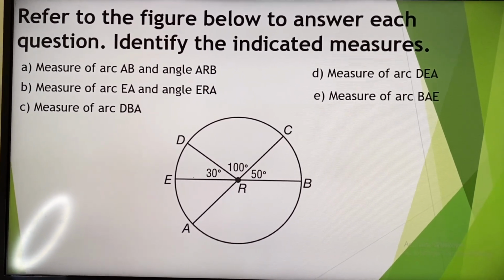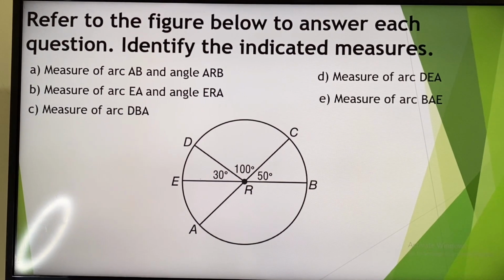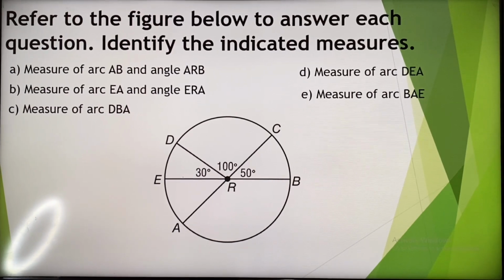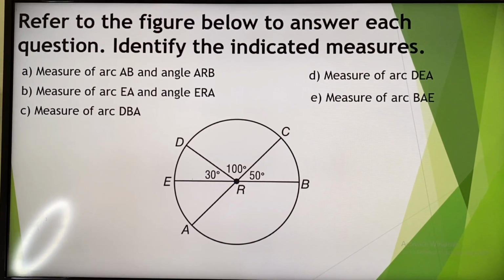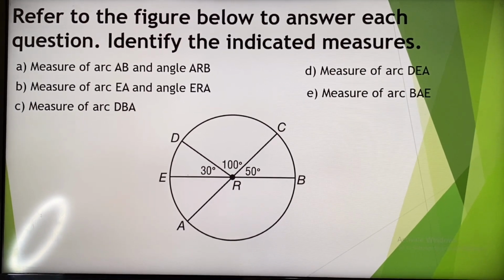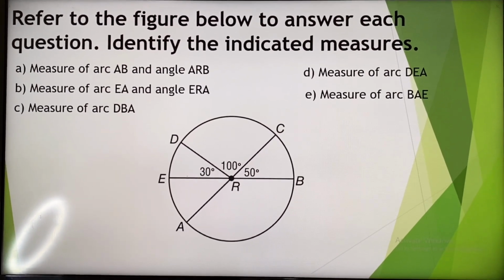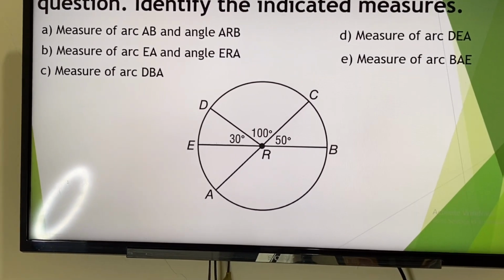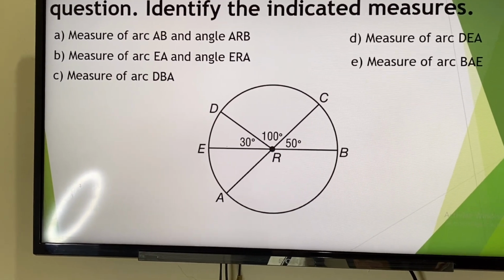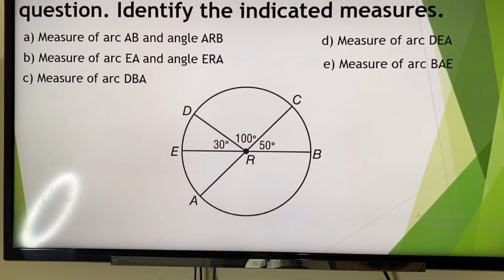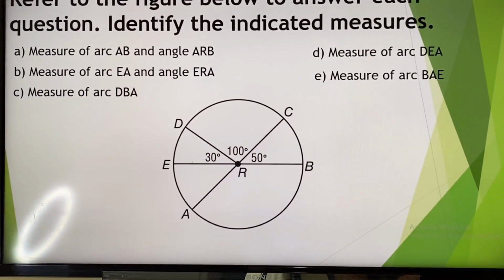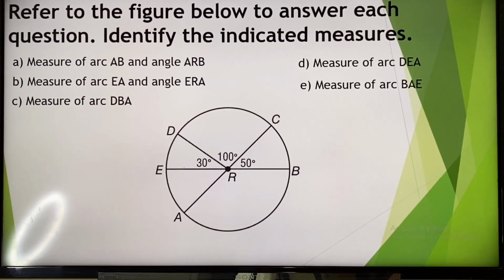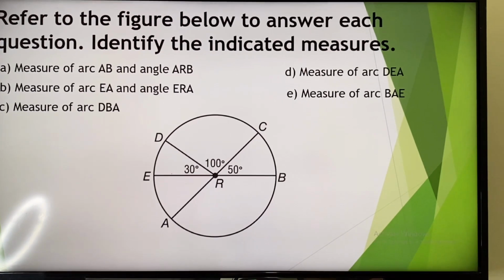In describing an angle, we use 3 letters instead of a single letter, because if we use a single letter, the middle letter, which is R, to describe an angle, there are other angles occupying the same vertex, so we cannot use a single letter. Instead, I recommend to everybody to use 3 capital letters to describe an angle. Okay, now let's answer letter A.